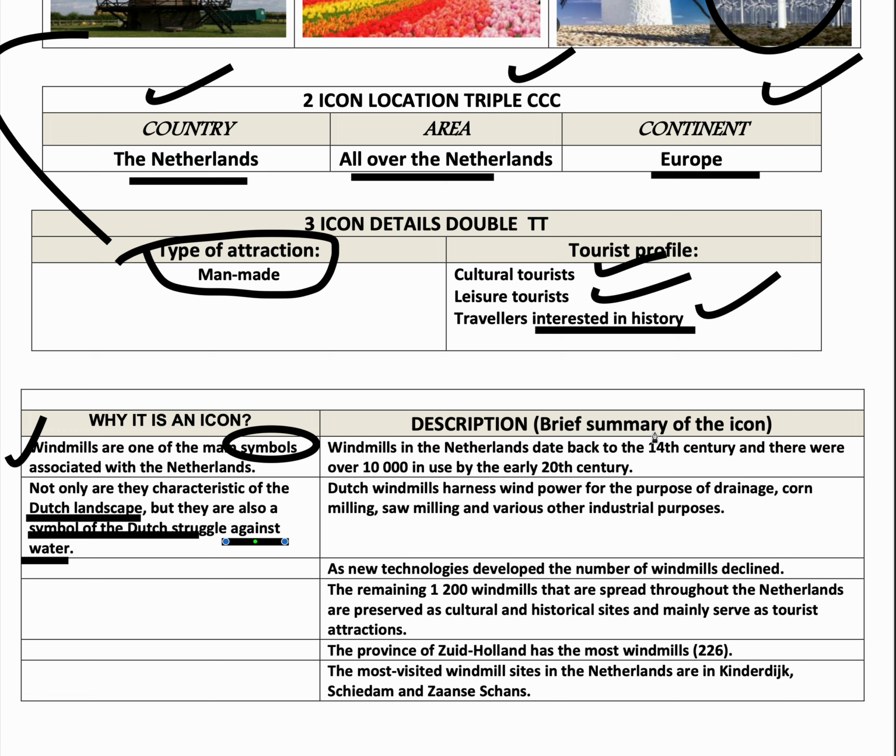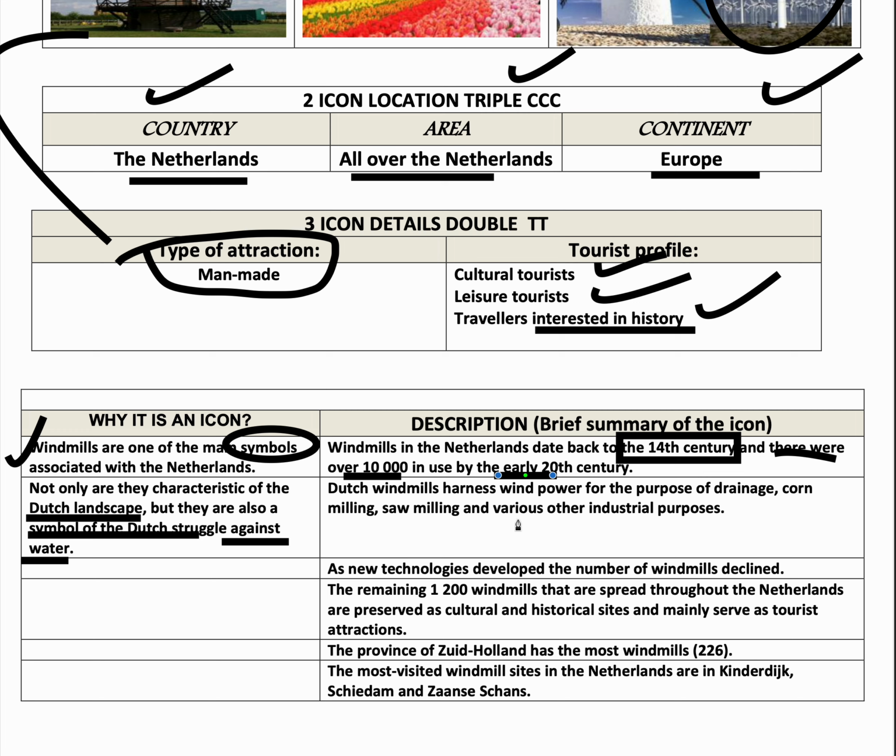So the description of the windmills. Windmills date back to the 14th century. They have been there since the 14th century, and it is indicated that there were over 10,000 windmills in the early 20th century. So in the 20th century, about 10,000 were available.